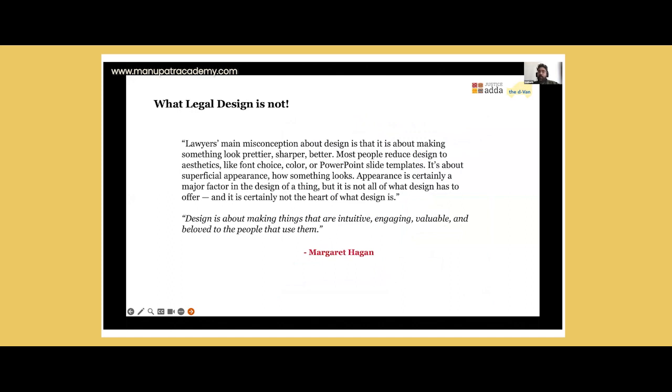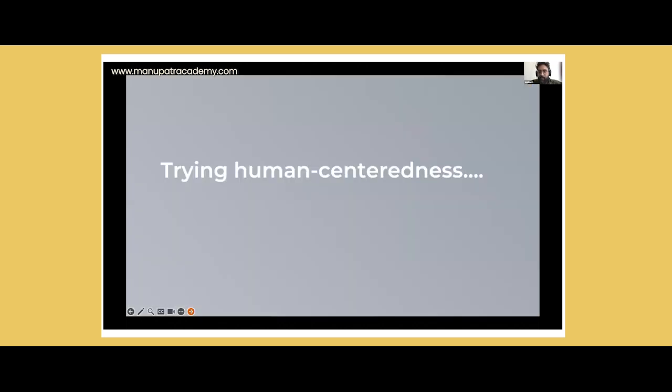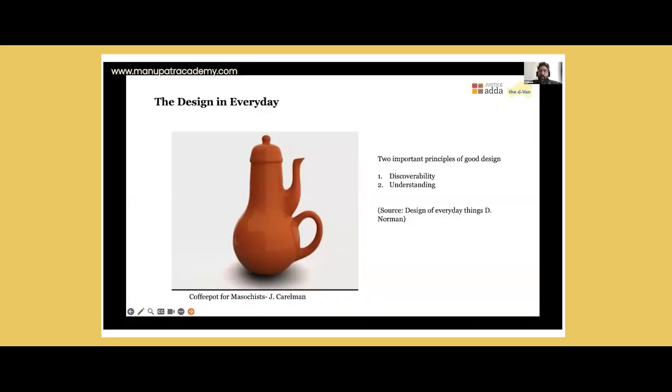So having said this, what I'd like to now do is talk a little bit about trying design and looking at what you actually see as design in everyday life. I expect that you can type into the chat, or type into the Q&A. I'd like you to look at this picture and tell me what you see as some of the key aspects that go into the design of this coffee pot.